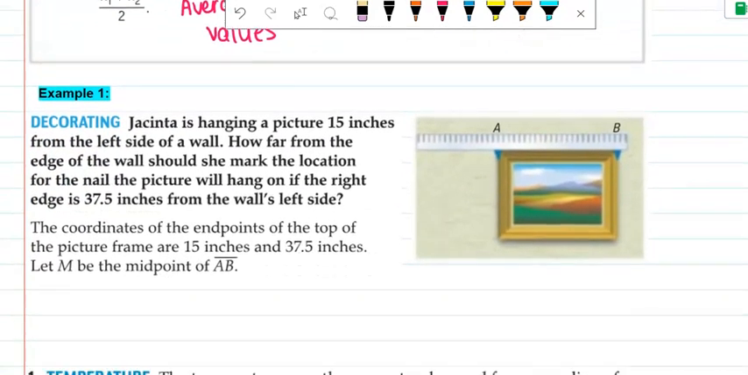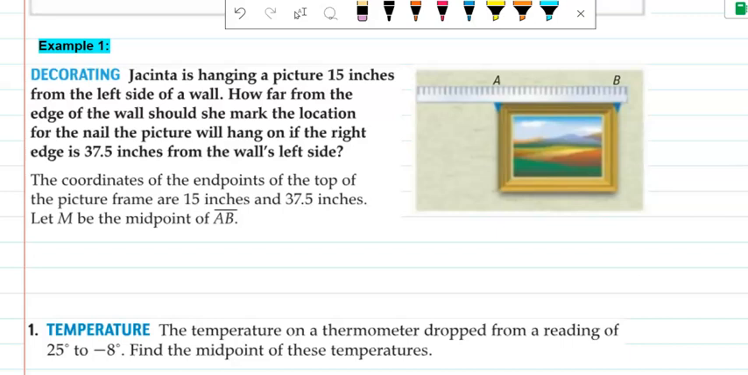So in this first example, we're trying to hang a picture that's 15 inches from the left side of a wall. How far from the edge of the wall should she mark the location for the nail when we want to hang it? The right is 37.5. So we're trying to find the middle between 15 inches and 37.5. So to find the exact middle, we are going to find their averages. So 15 plus 37.5. Whatever that sum is, we're going to divide by 2.